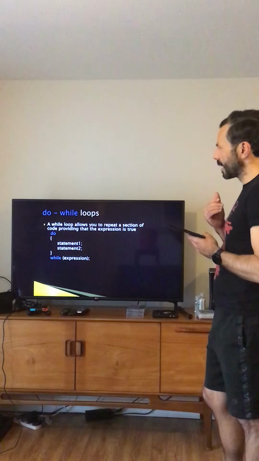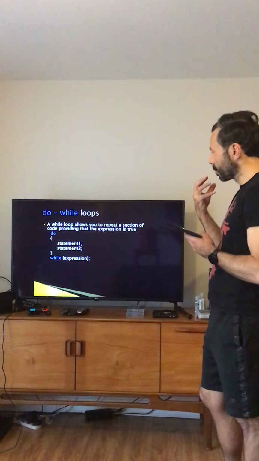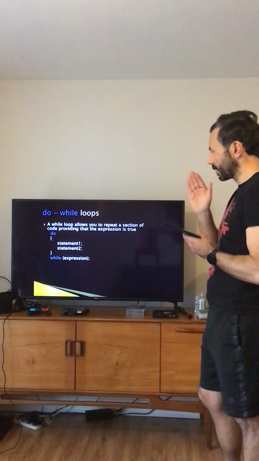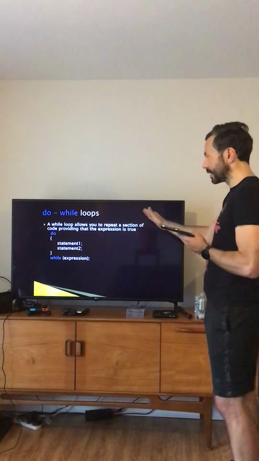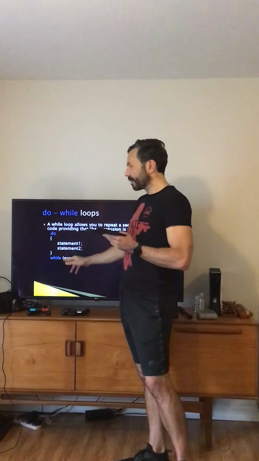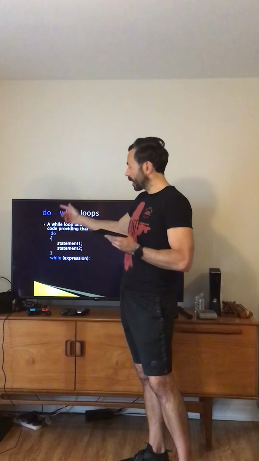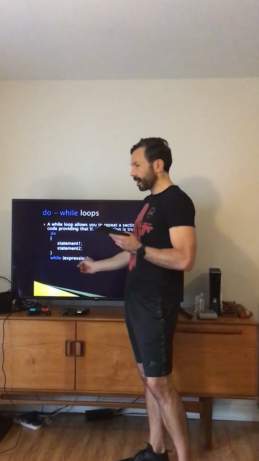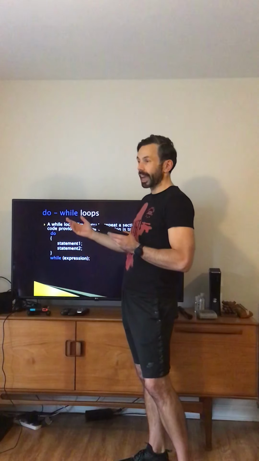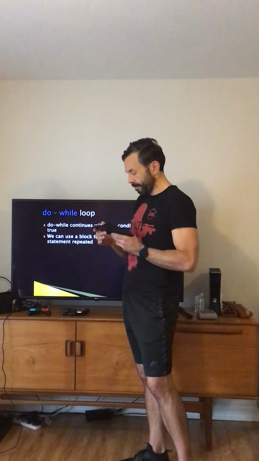Do while loops. This is a while loop. A while loop allows you to repeat a section of code providing that the expression is true. But in this particular scenario, this always goes into the statements at least once. The difference is the while expression is evaluated at the end. So it goes in, performs these once, and if that becomes equal to false, then it won't do it again. But if it's equal to true, it'll iterate around it, okay?